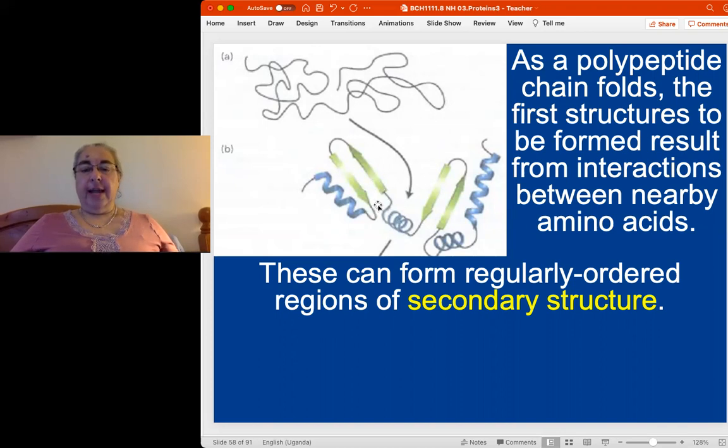So these are elements, regions of secondary structure that have formed by interactions between nearby amino acids. So you can see that this helix is caused by amino acids which are actually next to each other in the polypeptide chain. Okay, so here's one, and here's another, and here's another. So each amino acid starts to interact with other ones which are close by to start forming that secondary structure.